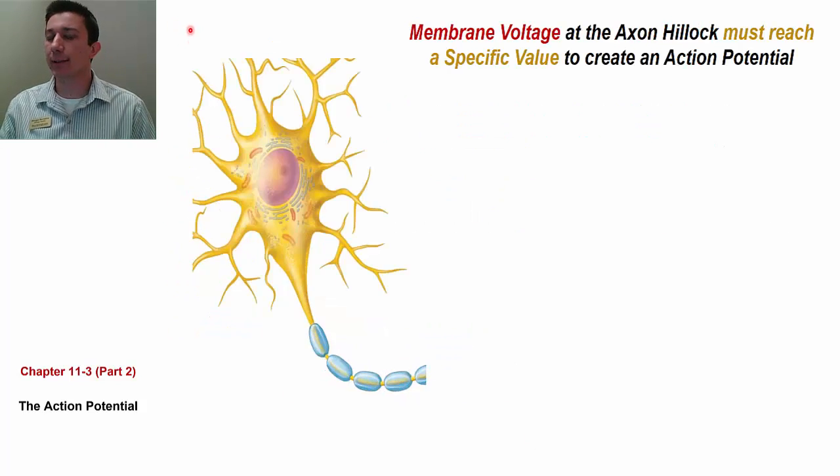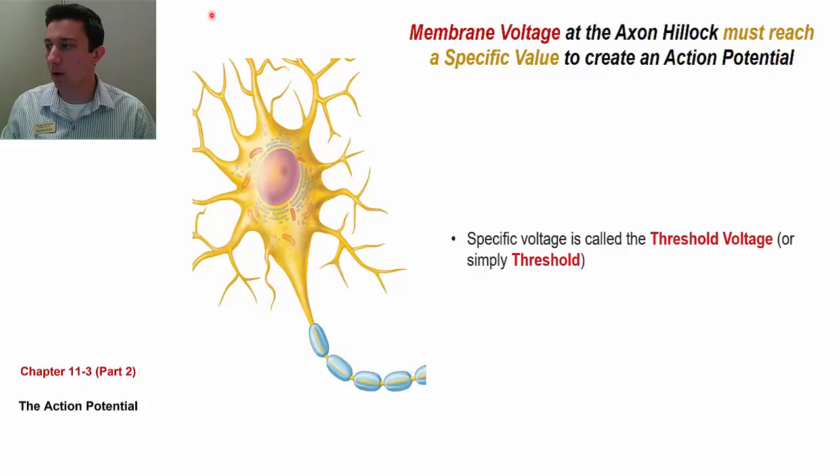In order to create an action potential, though, the voltage at the axon hillock must reach a very specific value. That is, the membrane voltage must reach some very specific level before an action potential will be created and move down the axon. And we call that very specific voltage threshold voltage, or simply, if you just want to refer to it as threshold, that's fine.